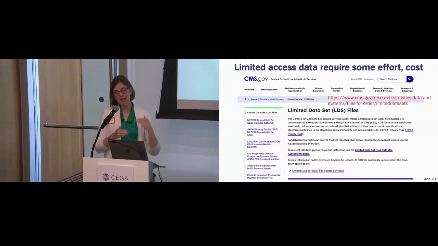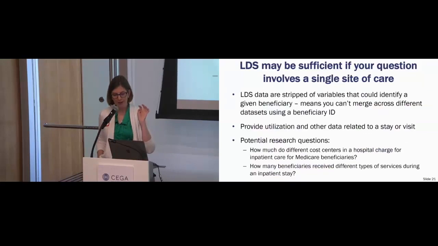So then the second category is this limited access data, which CMS calls the limited data set files, and they require some more effort and cost. You can still get to this link from that research statistics data and systems main page. You scroll down and it's kind of on the left about how to get data. But I went here to show you this. These data may be sufficient if your question involves a single site of care. So I'm really interested in inpatient stays and how they've evolved over time.